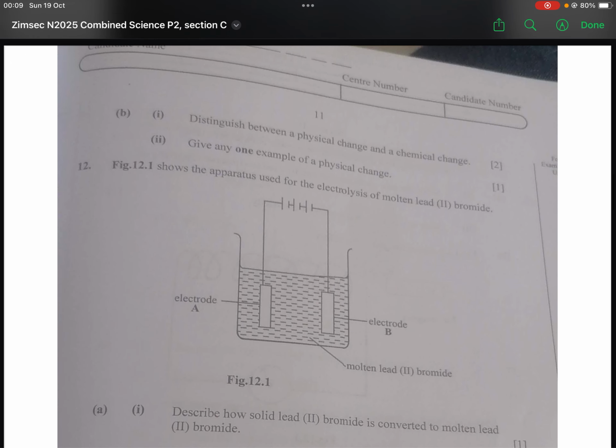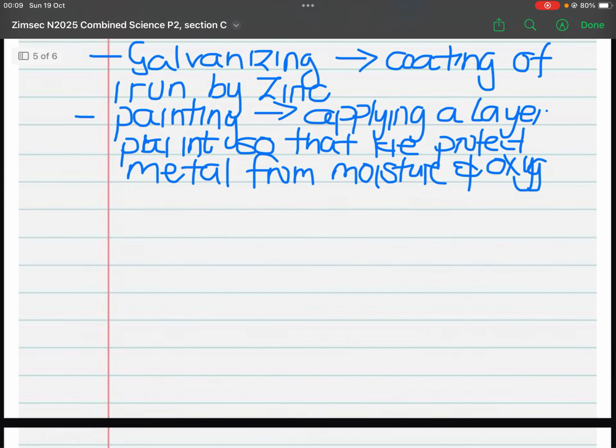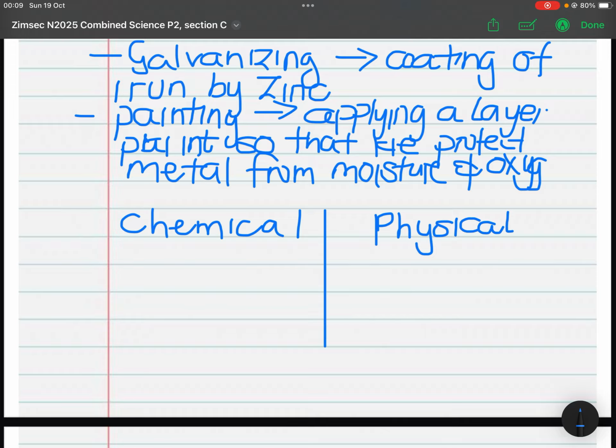So the next question: distinguish between a physical change and a chemical change, and then give one example of a physical change. So we need to create a table where we are going to be comparing a chemical change and a physical change, right? So this is the chemical change, and here we are going to put the physical change, right? So in chemical change, we are going to have a new substance being formed.